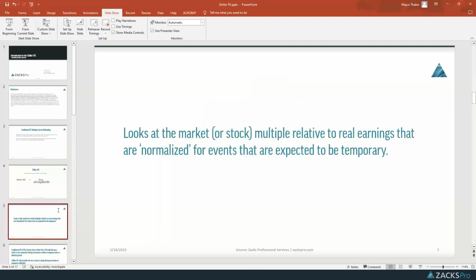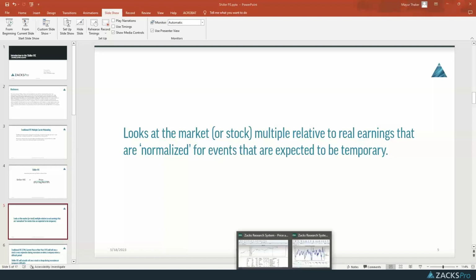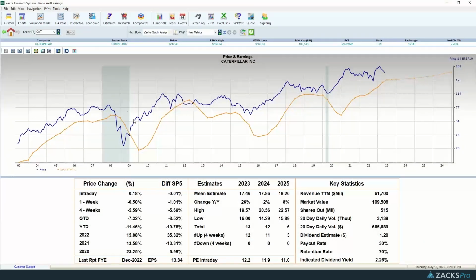So again, we look at the market or the stock multiple relative to real earnings that are normalized for events that are expected to be temporary. As you can see here, going back in time, every single time we've had an earnings decline in Caterpillar, that's always been followed by a recovery in earnings. Because remember, as long as we're talking about companies that are best of breed, best in class at what they do, Caterpillar is not going to be displaced by anyone anytime soon, right?